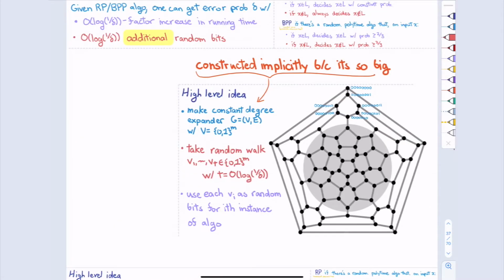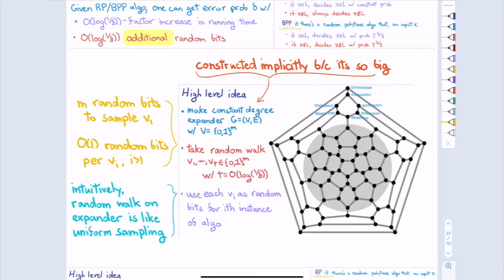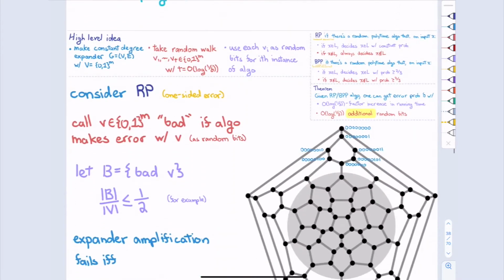So what are some other comments to be made? We already said you only need m random bits and a constant number of bits for each one. That's how you get the total number of random bits in that theorem. And like we said, the intuition is that we hope this is going to behave like uniform sampling. If it was exactly uniform sampling, then we have the same thing as before and we're done. Okay, what's next?